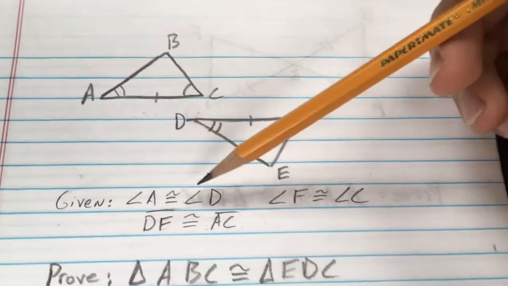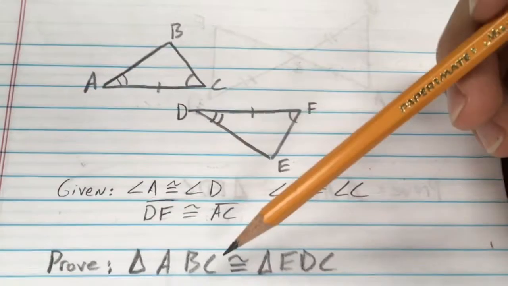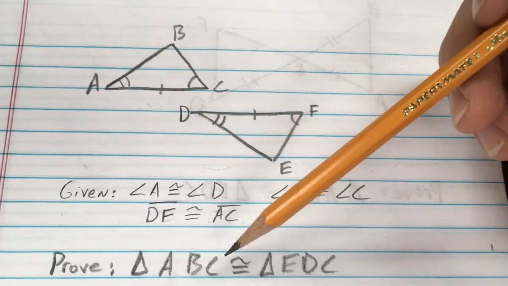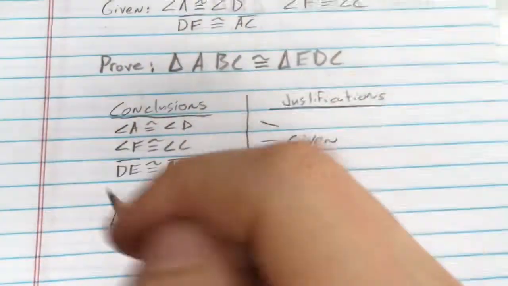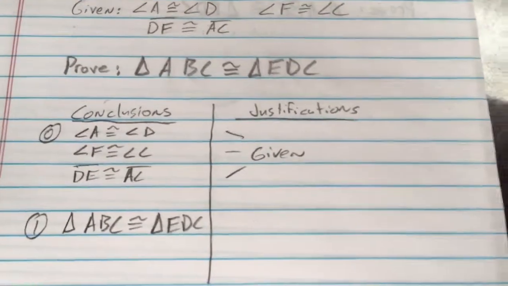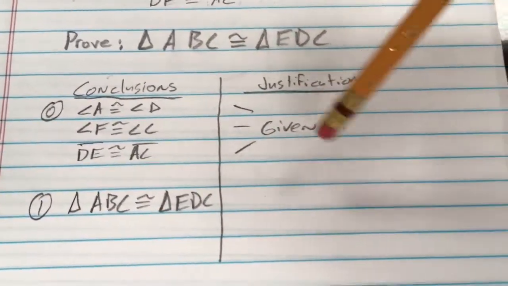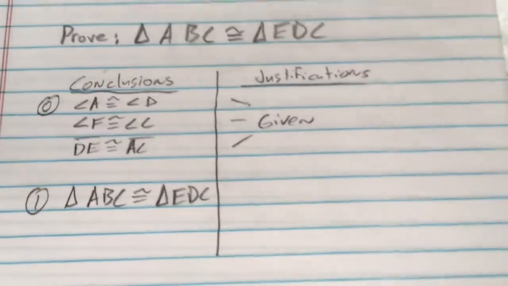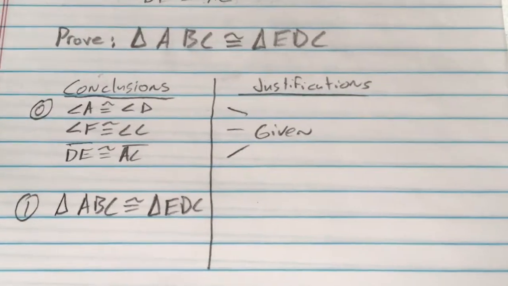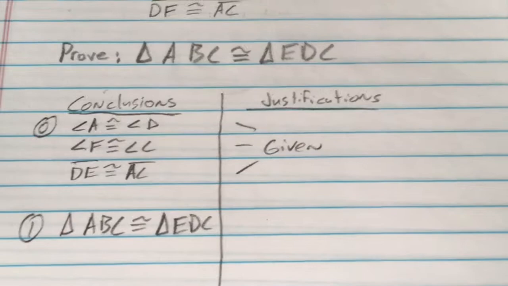So if I have these given statements and I want to get to this to-prove statement, what might I use? Go ahead and write it to proof. Okay, this is really just a one-step proof. This is our step 0, and this is our step 1. So I've got my conclusions. I've essentially just written the given statements, and I've justified that by saying they're all given to us. And then I can write my to-prove statement: triangle ABC is congruent to triangle EDC right here.